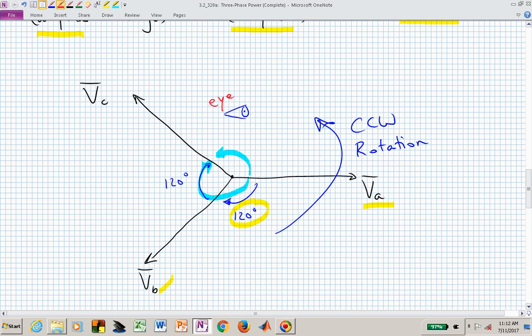But if you're now sitting here and you have, this is your eyeball, then what are you going to see? Well, you're going to see the A phase, then a little bit later you'll see the B phase, and a little bit later you'll see the C phase. So that now gives us this positive phase sequence.